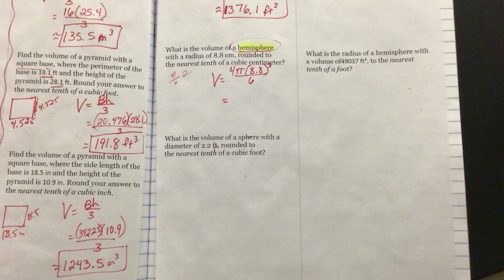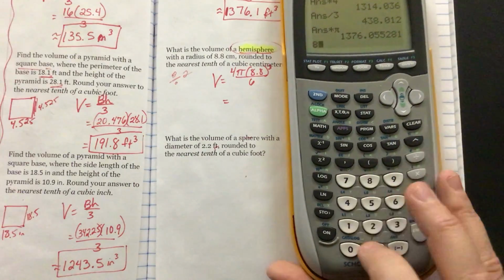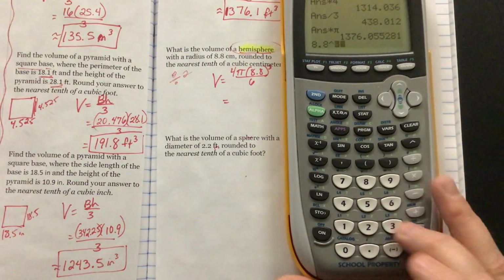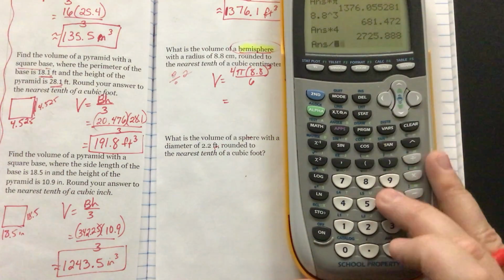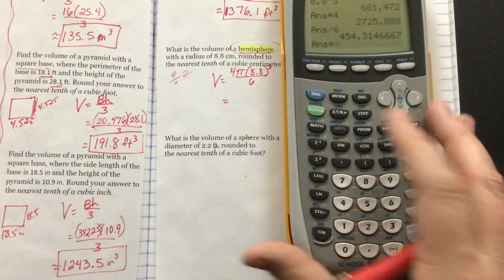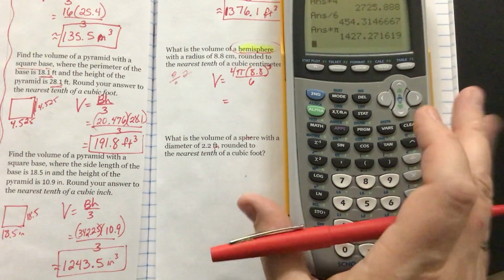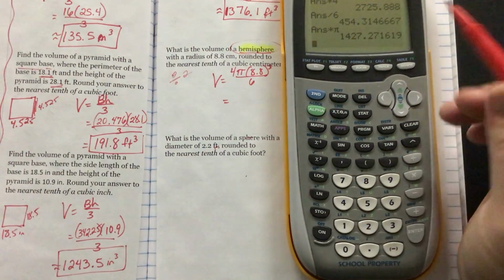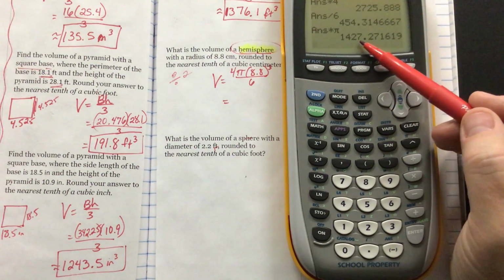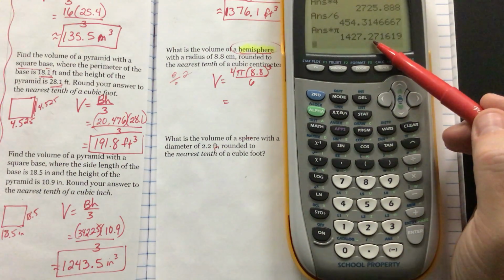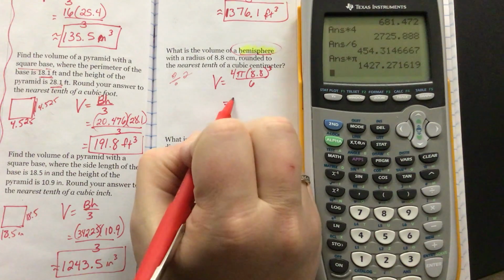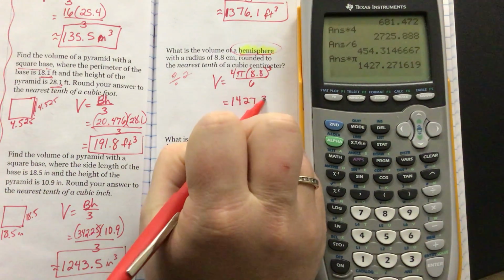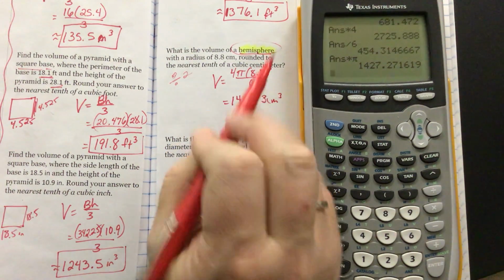Okay, so I'm going to grab my calculator again. I'm going to take 8.8 to the third times 4 divided by 6. And then I still need to take it times pi. If I'm rounding to the nearest tenth again, I'm going to have 1,427.3, so 1,427.3 cubic centimeters.